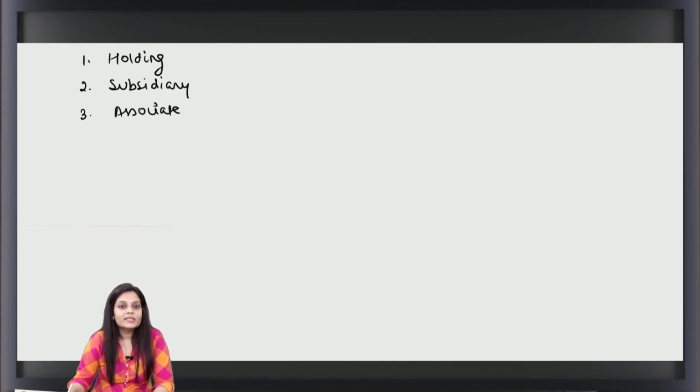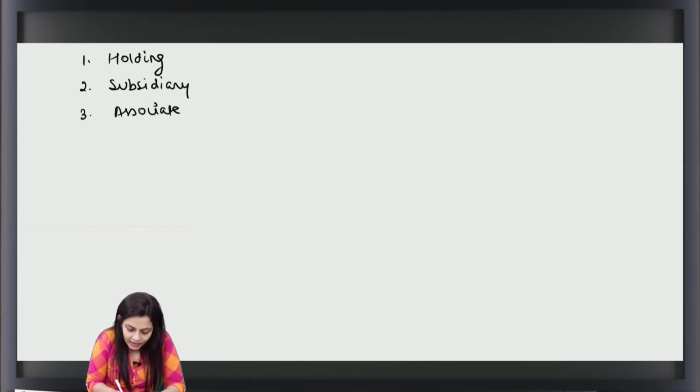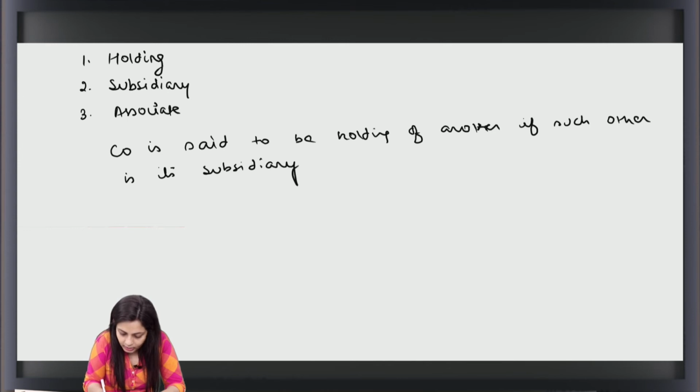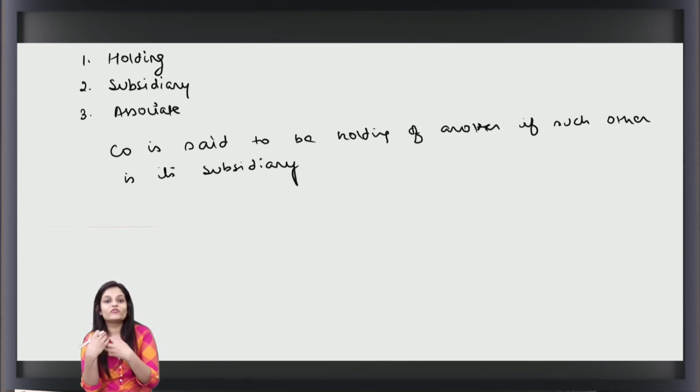So first let us understand what is holding company. Now the definition is a little circular. What do we mean by holding company? A company is said to be the holding of another if such other is its subsidiary. As I already explained it to you that holding subsidiary is a very relative term. So if I'm your subsidiary, you're automatically my holding. So the question arises then, what is subsidiary?